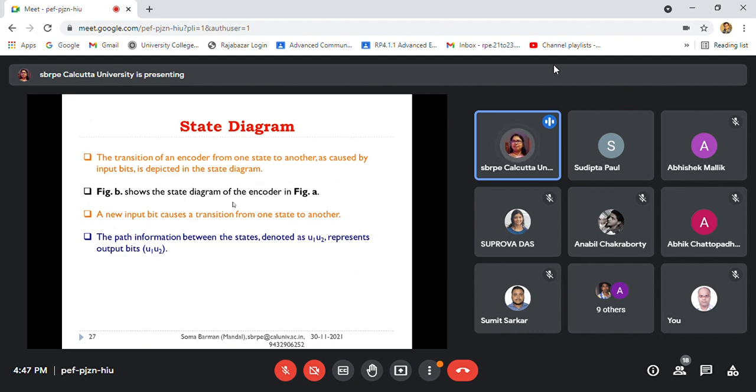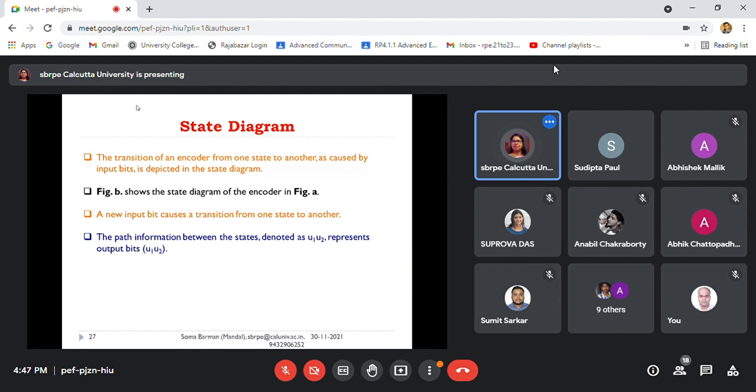Now the transition from one state to another state of the encoder is caused by the input bit. As the encoder is a binary encoder, the input bit may be 0 or 1. So for the input bits 0 and 1, there will be two transitions.